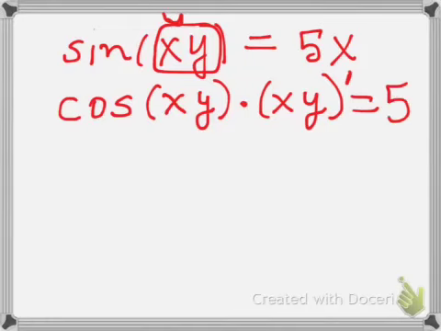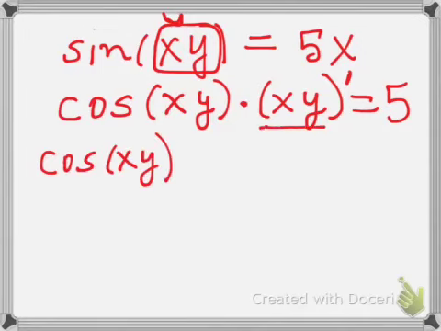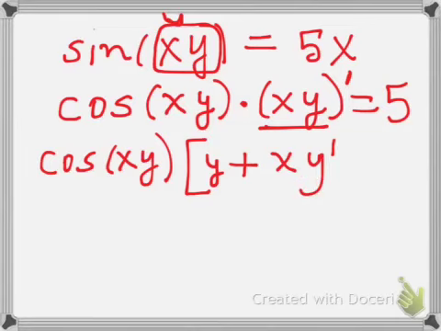So you have cosine of xy times (xy) prime. Again, we have seen this (xy) prime. This is the third example. Probably I should have chosen something else, but if it's (xy) prime, you know the derivative is y plus x y prime, so cosine xy times (y plus x y prime) equals 5.